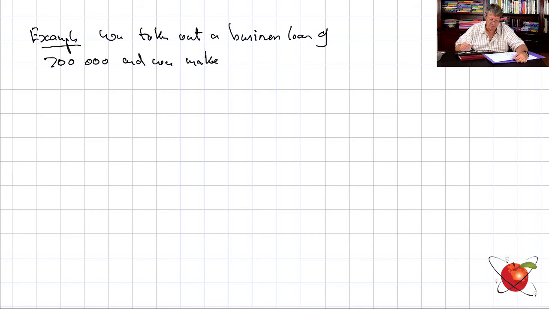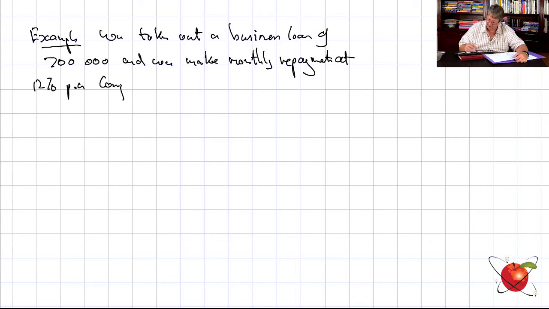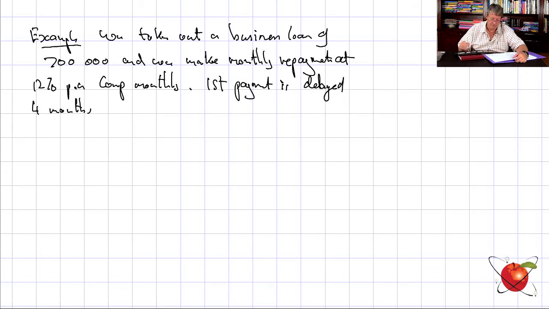And we make monthly repayments, installments in other words, monthly repayments at 12% per annum compounded monthly. The first payment is delayed by 4 months. Okay? And the term is 5 years.